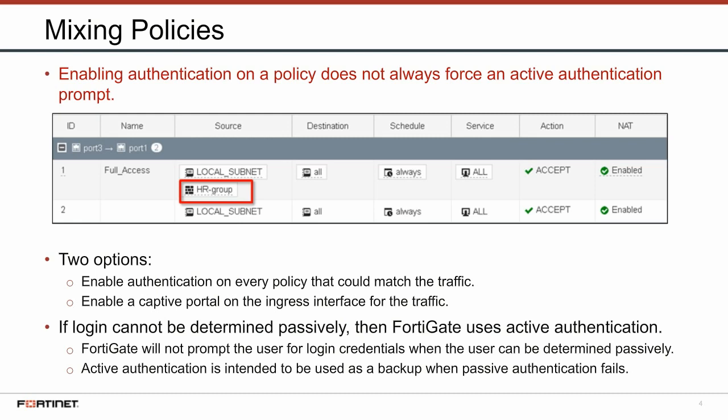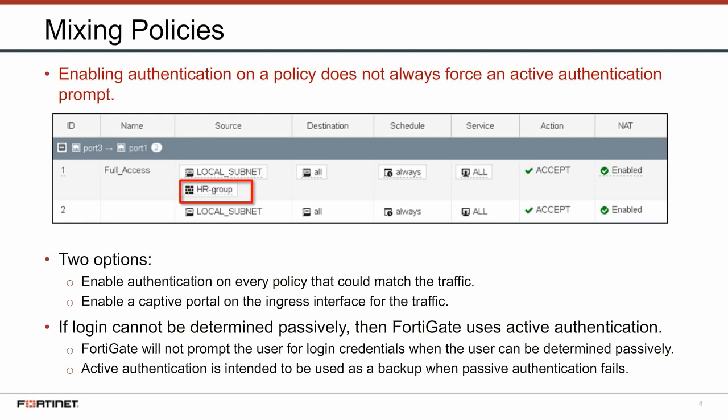When only active authentication is used, if all possible policies that could match the source IP have authentication enabled, then the user will receive a login prompt, assuming they use an acceptable login protocol. In other words, if policy sequence 2 also had authentication enabled, the users would receive login prompts.